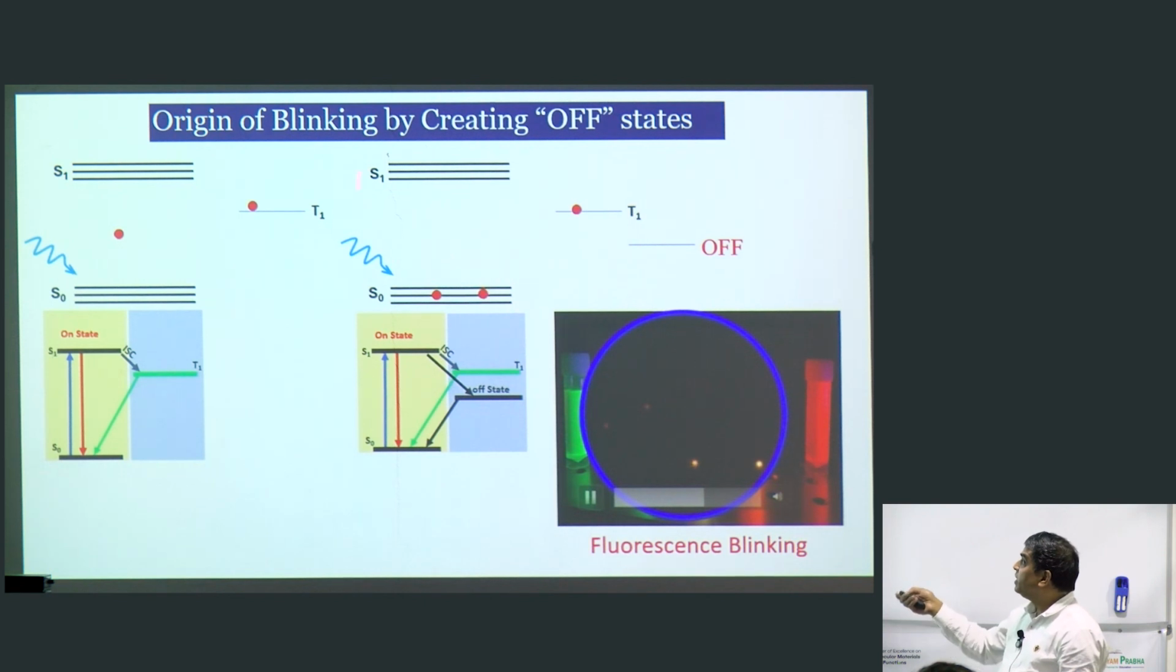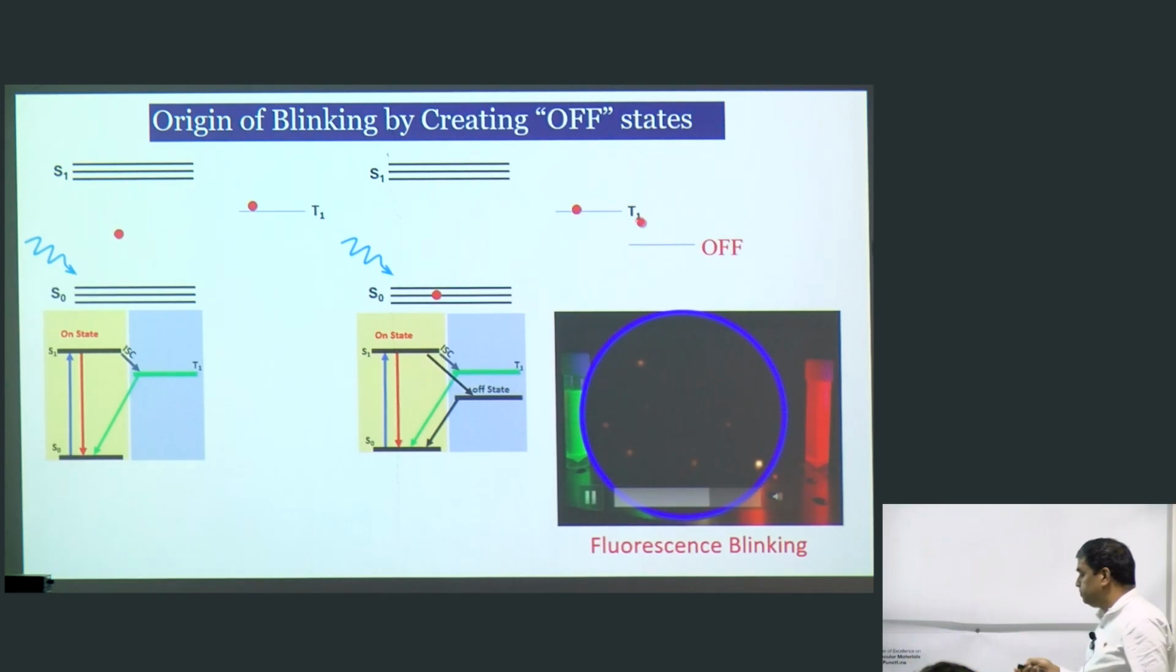So you can see within the time scale it can stay for a longer period of time. So at a certain point of time you do not have anything. I will show you some of the real data. So here the off state is being created, right? And that is the beauty of it.